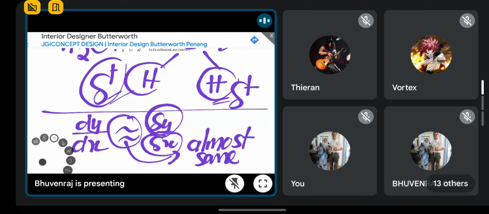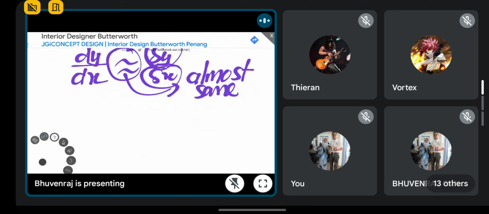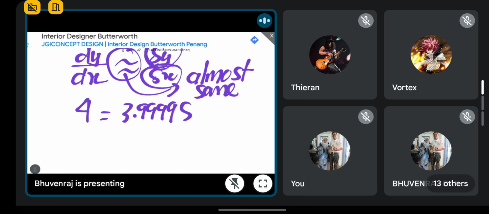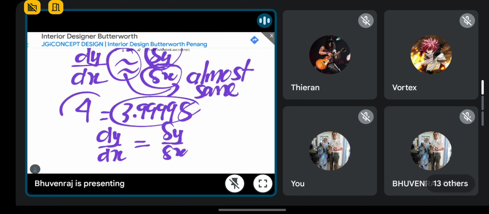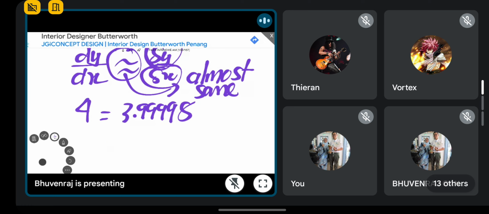Okay, for example, I can give you all an example. Let's say 4 equals 3.99998. Macam ni kamu dapat. So that is why we cannot say dy over dx equals delta y over delta x. Sebab kalau kamu nampak, sebenarnya tak sama, not equal. So this is why it is not equal, because of the recurring decimal. Perpuluhan yang berulang kali. So this is the concept over here. So how about an example? Let us see. Let me find an example for you guys.